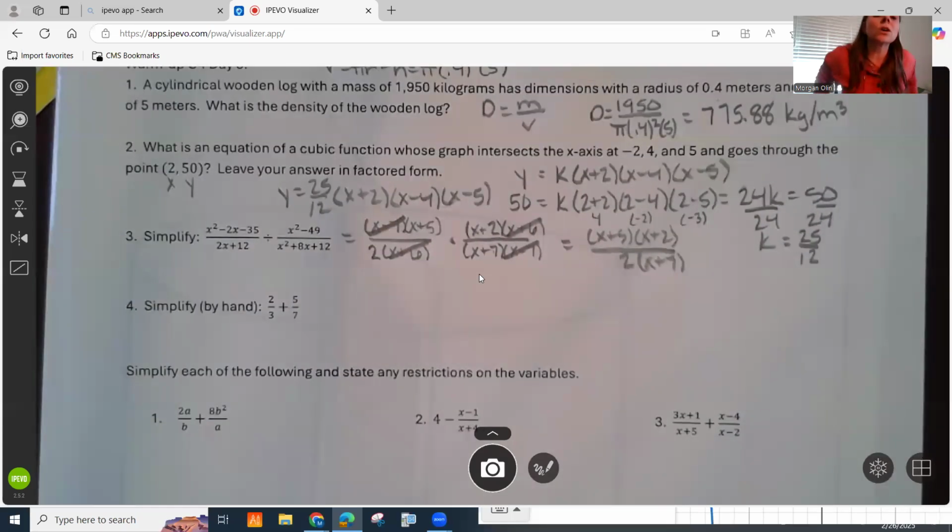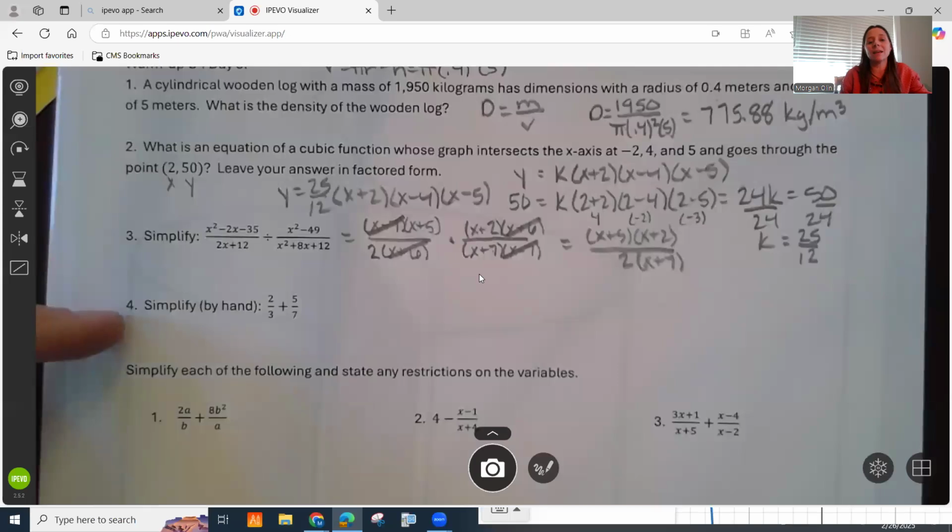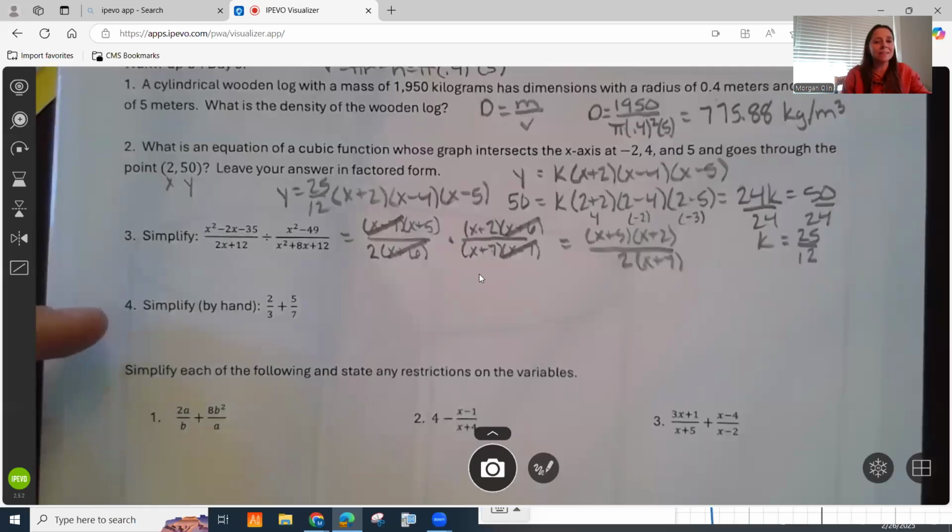All right, so we did a little bit of review. We reviewed from yesterday as well. So let's go ahead and get into today's lesson. But let's start out by simplifying this by hand. Let's add these fractions. All right, because today what we're going to do is add and subtract rational expressions. So when I add fractions, what do I need? Well, if you said a common denominator, you would be correct.